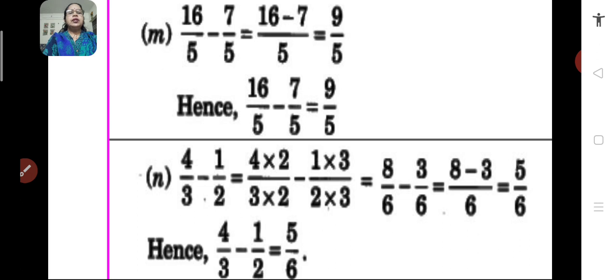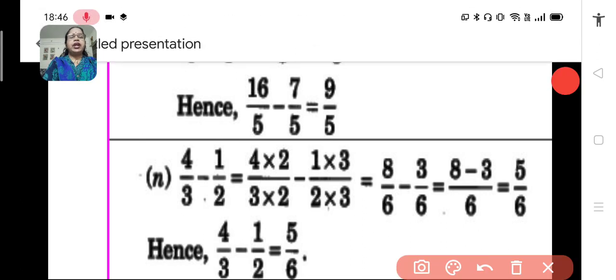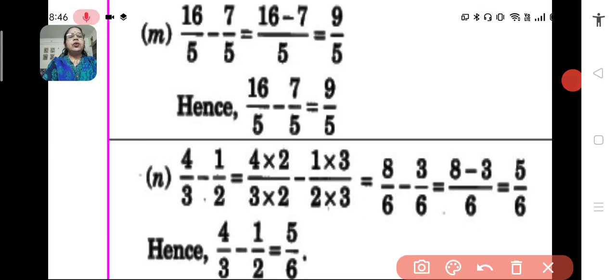Problem M, 16 upon 5 minus 7 upon 5. We have to subtract these two fractions, they are like fractions. Very simple, we have to retain the denominator and subtract the numerators. What do we get? 16 minus 7 becomes 9, and the denominator is 5. So we get 9 upon 5.